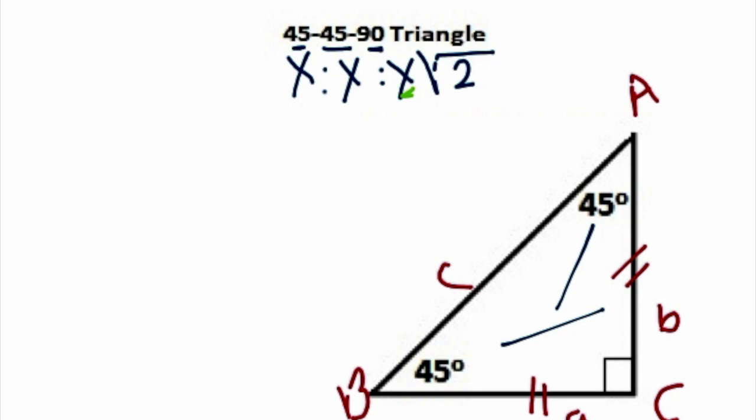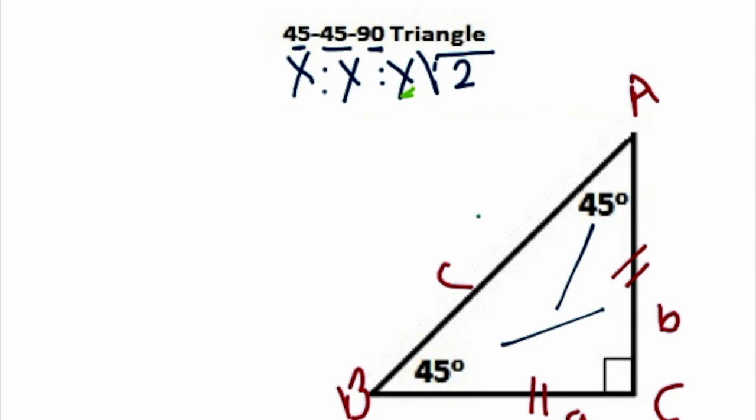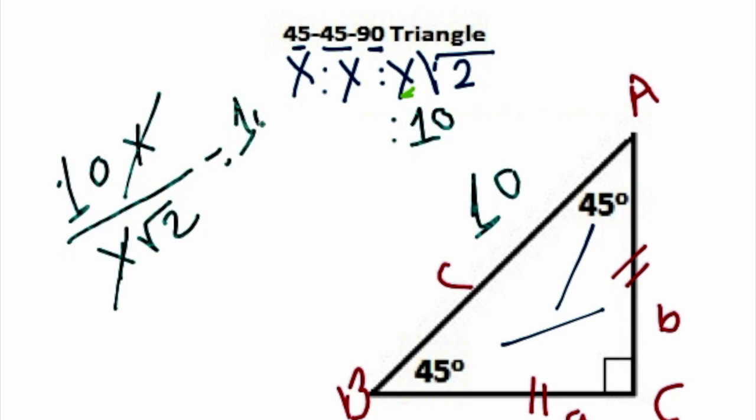So what if I tell you that the hypotenuse here equals, let's say, 10, for example? What are the lengths of sides a and b, or legs a and b? Well, let's use a ratio. So if this equals 10, so if x root 2 equals 10, what's the value of x? Well, 10 times x over x root 2. Again, x cancels x, leaving 10 over square root of 2.